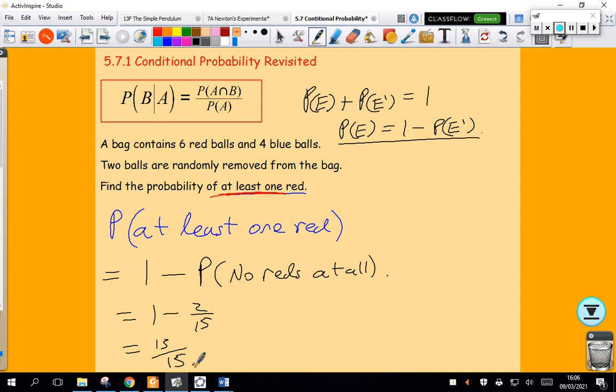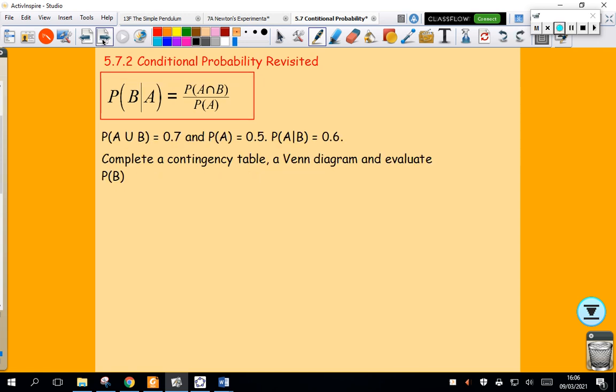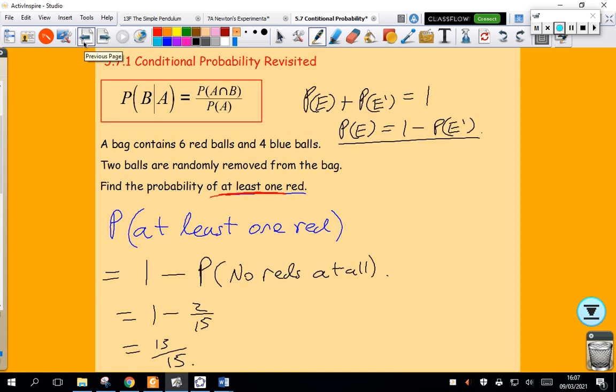So there's our first look at conditional probability. I'll look at some slightly more complicated problems in my next video. Okay, so practice, practice.